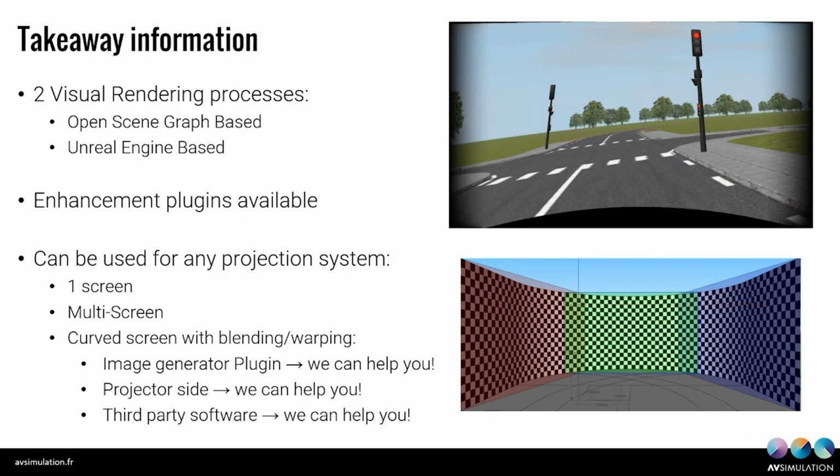It can be done on projector side. Some projectors have embedded software that helps you do the warping and the blending of the image if you're using different channels. So this can be done on projector side, and once again we have done it, so feel free to ask for help. And you can also use third-party software in order to do this warping and blending. And as for the two others, we have also done this, so feel free to ask for help.